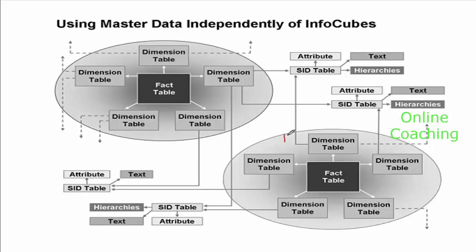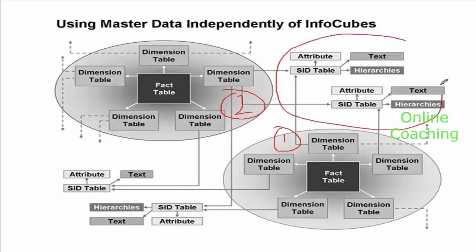I have info cube 1 here, info cube 2 here. How are these 2 info cubes sharing the master data? Please observe here. This is a master data. This is a master data. 2 info cubes are connected because the master data is located out of your info cube, not inside. That is the reason why I am able to connect.